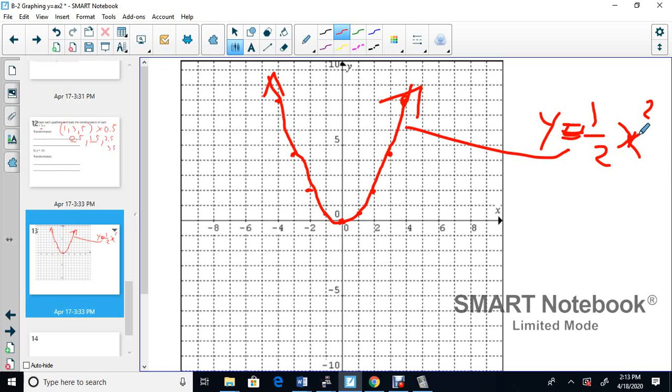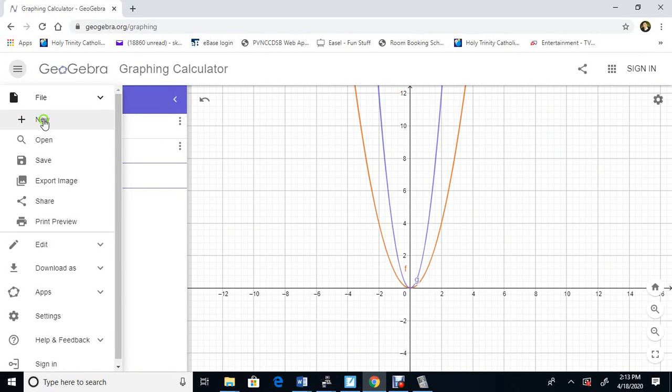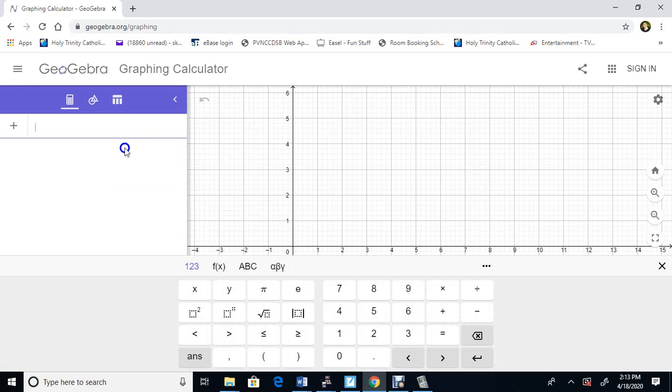Okay, let's go to the computer software again. Again, you can go to GeoGebra, find it. Now we have our two previous ones. I'm just going to go here, and I'm going to go new. I'm not going to save this. Don't save. And I'll type the next one.